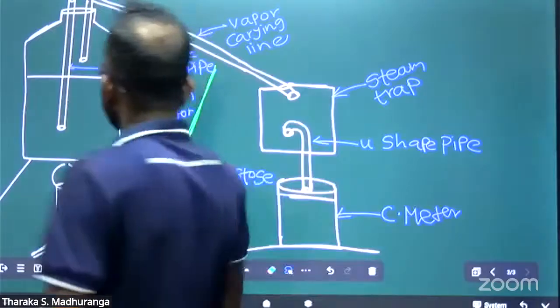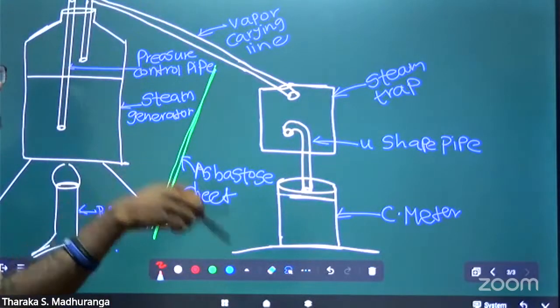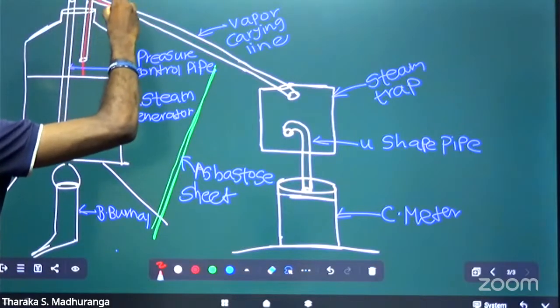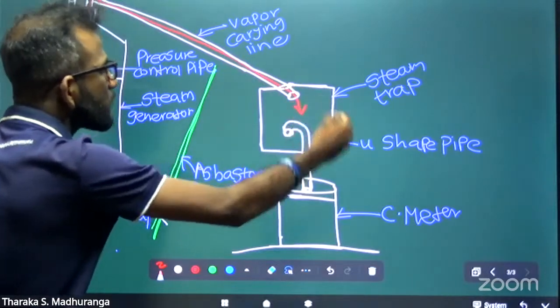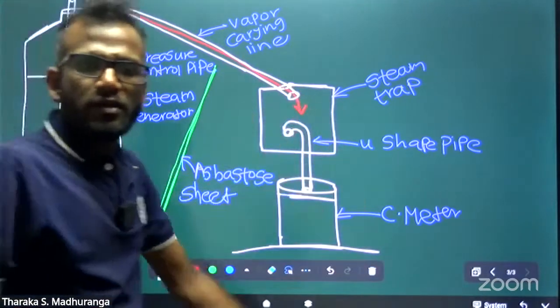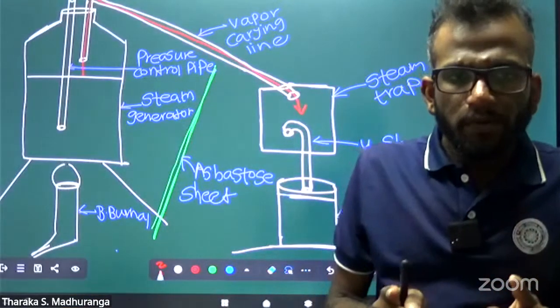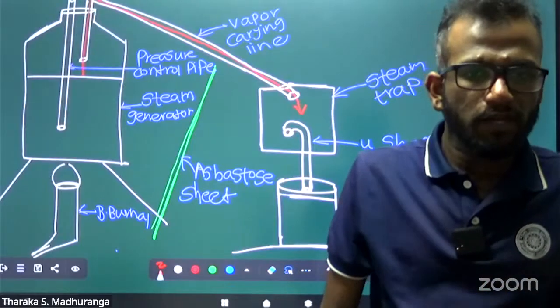Okay, when it is heating, what happened? I will draw the vapor in red color. Then the vapor goes through this line, the vapor transferring line, and comes to this steam trap. In this steam trap, what happened in the steam trap?